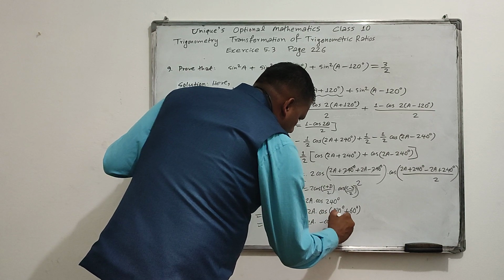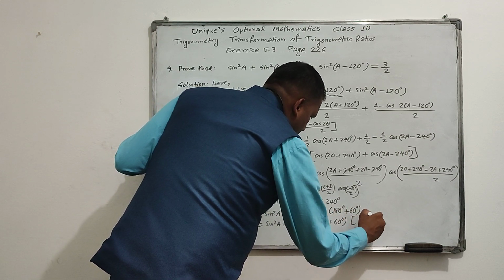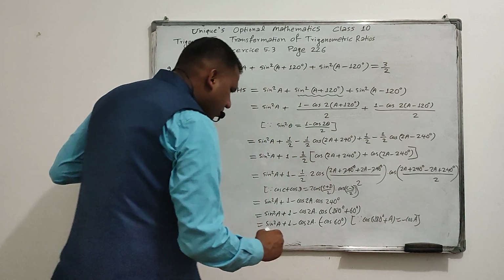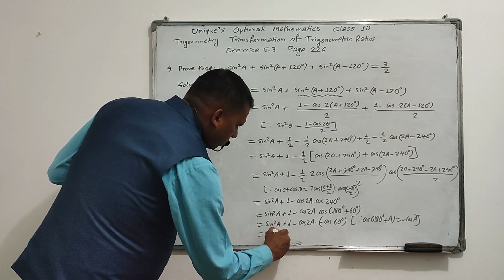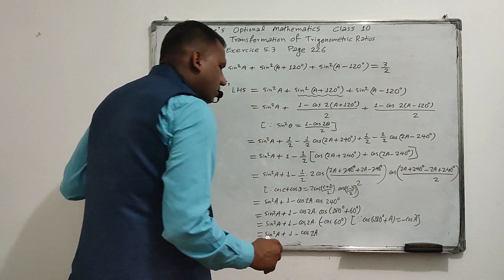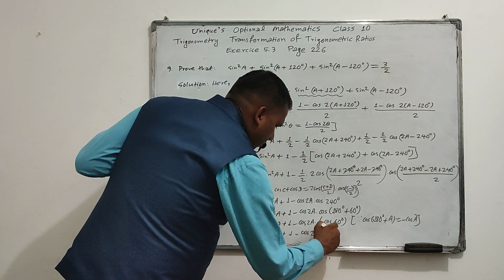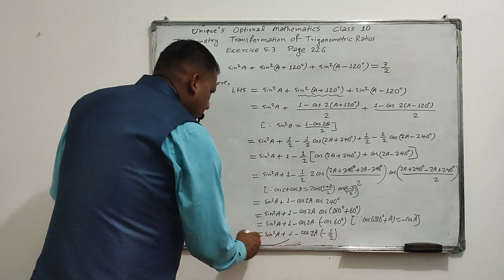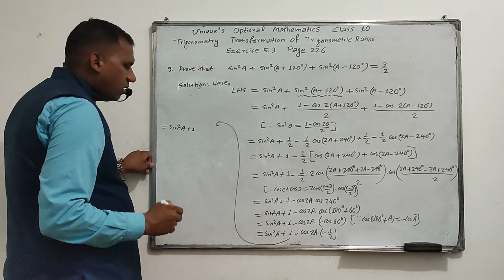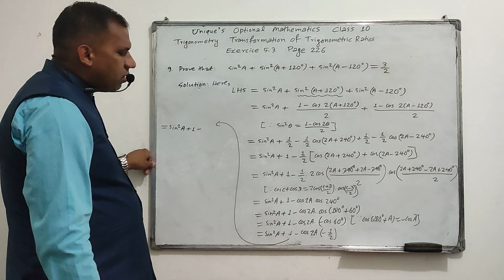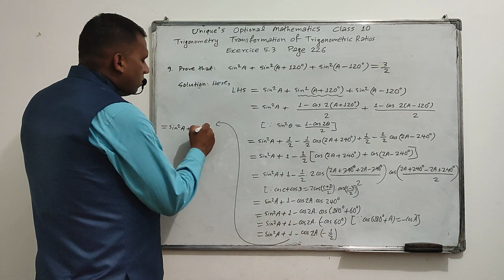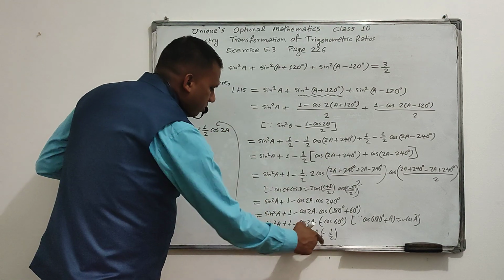So minus cos 60 degree, because cos (180 plus a) equal to minus cos a. So sin square a plus 1 minus cos 2a times, now we have cos 60, that is 1 by 2, so minus 1 by 2. Now this is equal to sin square a plus 1 minus cos 2a, that is 1 minus 2 sin square a, minus minus plus 1 by 2 cos 2a.